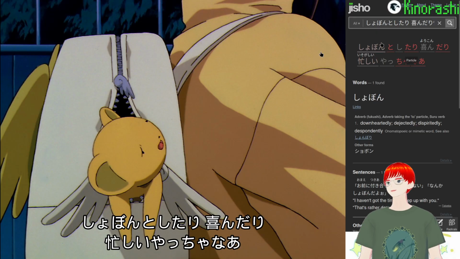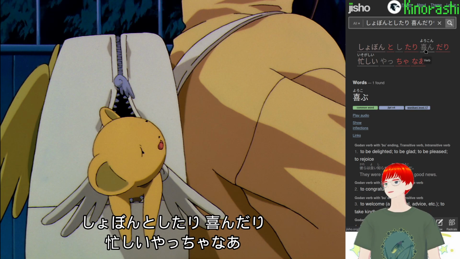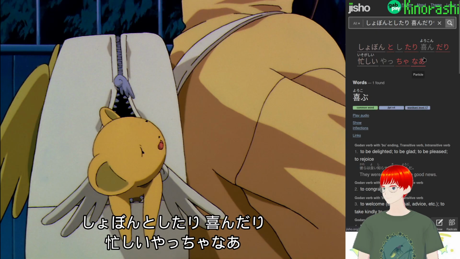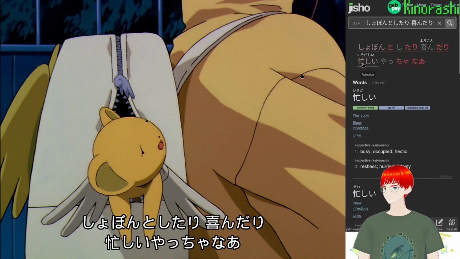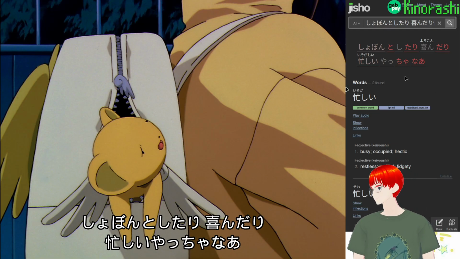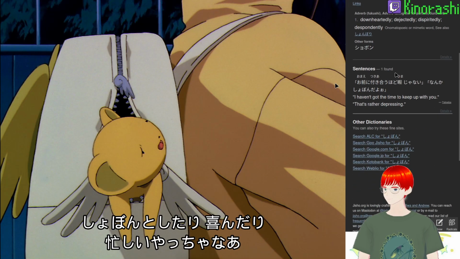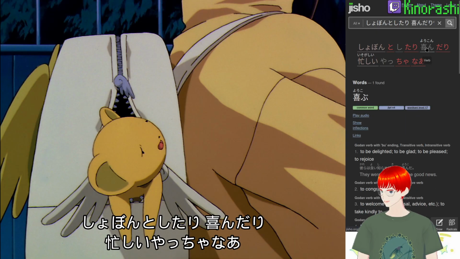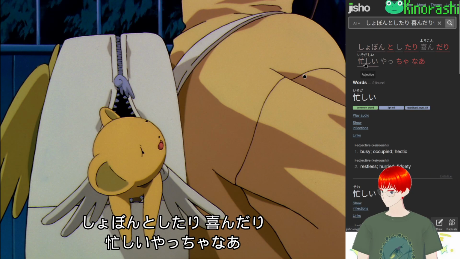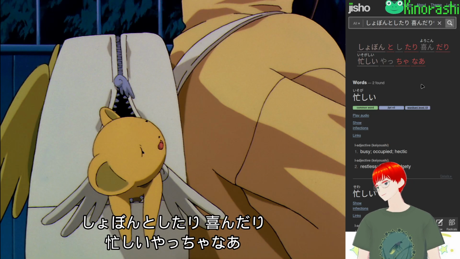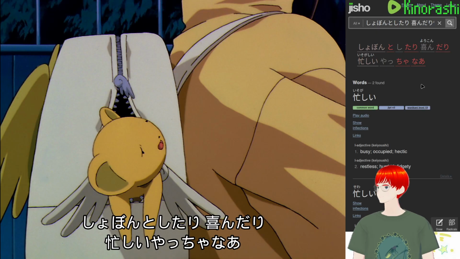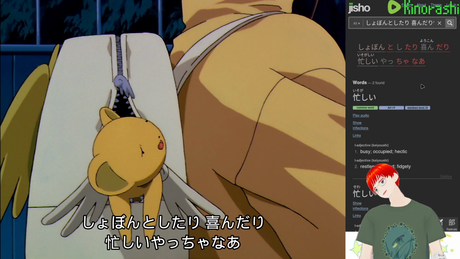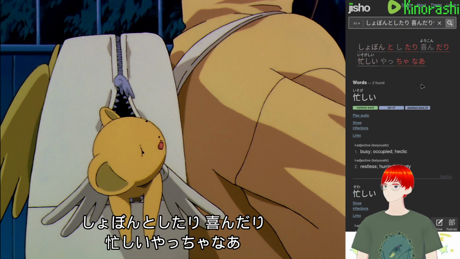Despondently. So, despondently, okay, and then yorokobu, to be delighted. Isogashi, to be busy. So, things like being shobon, dejected, things like being delighted or glad. Busy, then yacha. Oh, is this supposed to be like, yeah, kereba or something like that? Let's see.